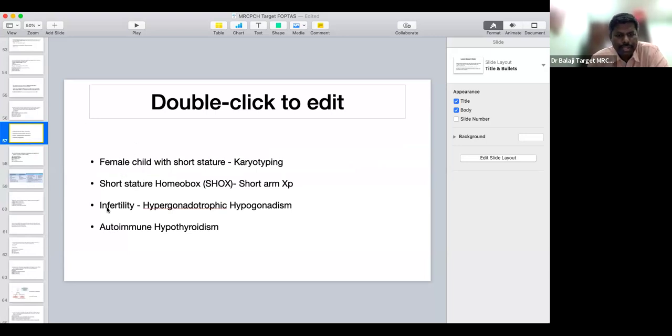And Turner syndrome and Klinefelter syndrome are two causes of hypogonadism due to hypergonadotropic state. So here there is ovarian dysgenesis, so the GnRH will be stimulating more, LH and FSH will be more. So it will be a hypergonadotropic hypogonadism.